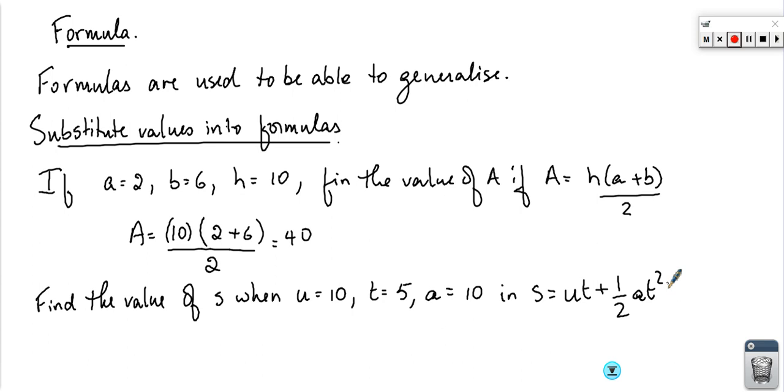So we get S equals u times t plus 1/2 times a times t squared. We work out this and we get 175. So we have seen that when we have a formula and we have values, we can simply substitute values into that formula to get a result. That result many times means something.